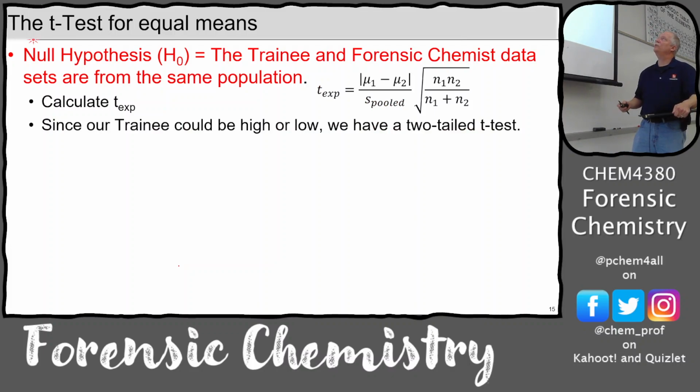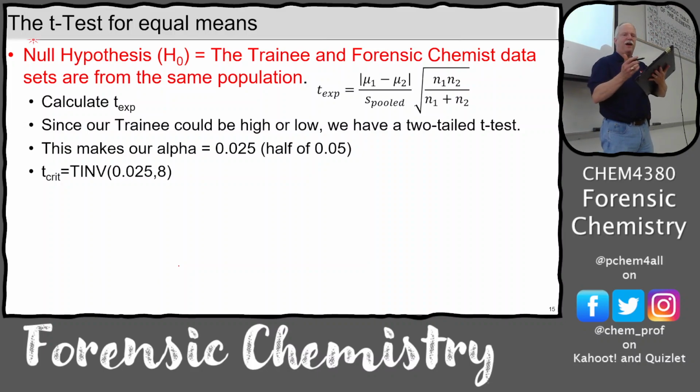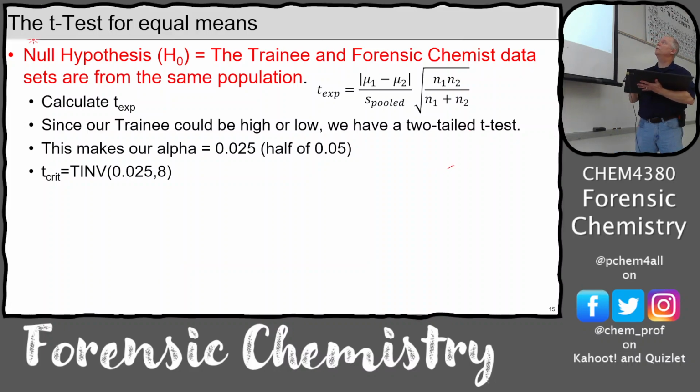So we calculate t experimental using this equation, and then since our trainee could be high or low, we have a two-tailed t-test. And so this breaks some people's brains, but when we have an alpha of 0.5 and we have two tails, what does that mean, two tails? Let's go over here and look at it. So here's our true value. Okay, and we've got some distribution.